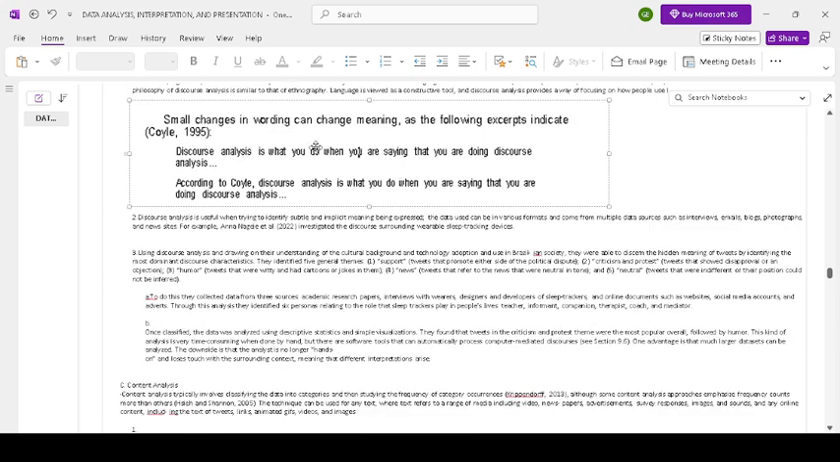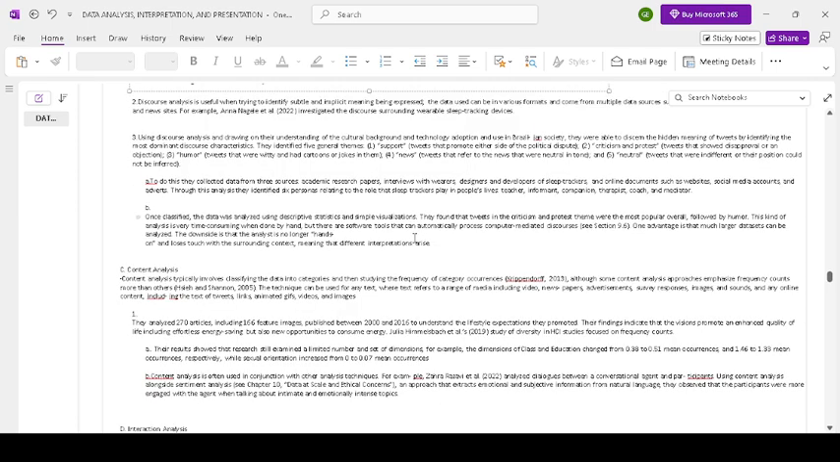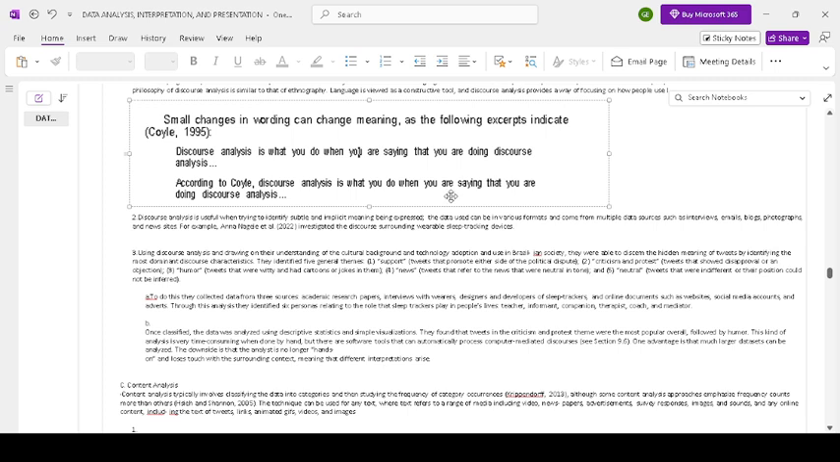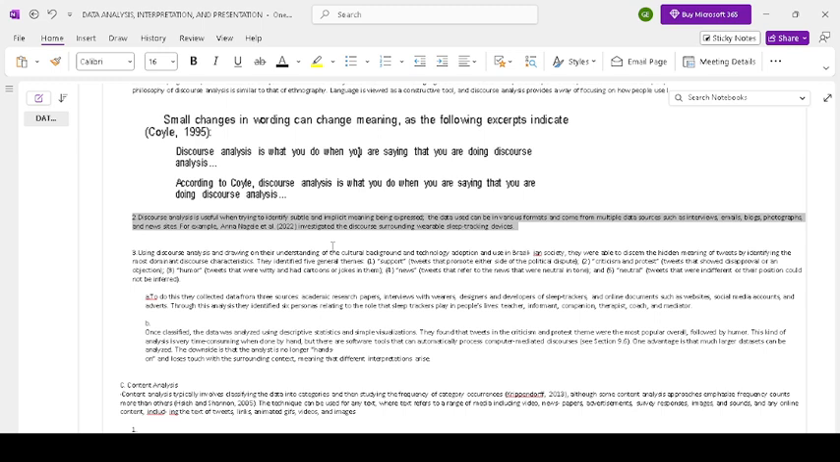Small changes in wording can change meaning, as the following excerpts indicate. Discourse analysis is what you do when you are saying that you are doing discourse analysis. According to Paul, discourse analysis is what you do when you're saying that you are doing discourse analysis. So here, one bit of change completely changed the meaning of the word, right? Discourse analysis is useful when trying to identify subtle and implicit meaning being expressed. The data used can be in various formats and come from multiple data sources such as interviews, emails, blogs, photographs, and news sites. For example, Anna Nagele in 2022 investigated the discourse surrounding wearable sleep tracking devices.